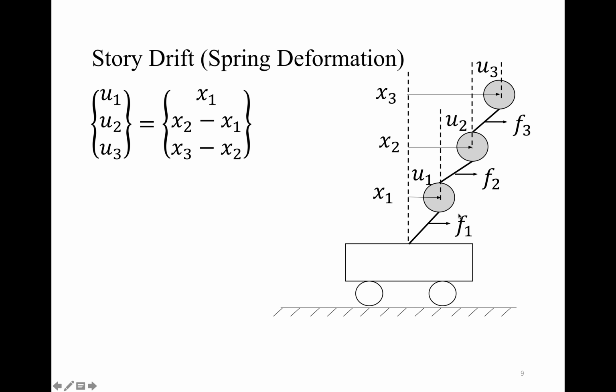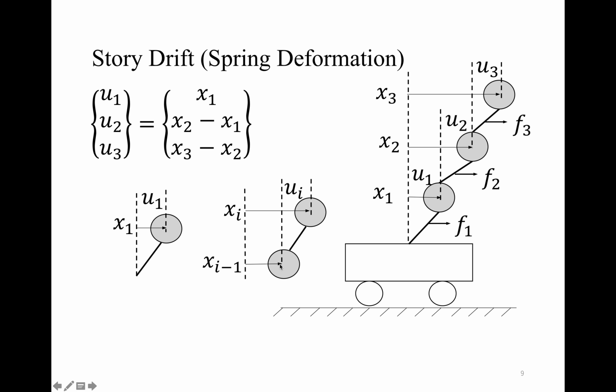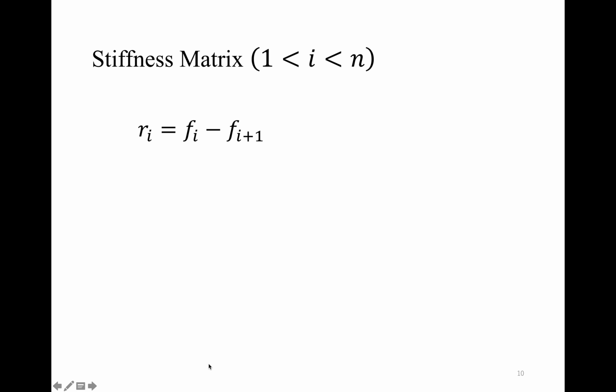For the first floor, U1 is equal to X1, right? These two are the same. However, for the floors above it, Ui should become this floor's displacement minus the floor below's displacement. We calculate their relative displacement. Only the first floor is the same. So if i is larger than 1, then ui equals xi minus x(i-1), and for 1, u1 equals x1.